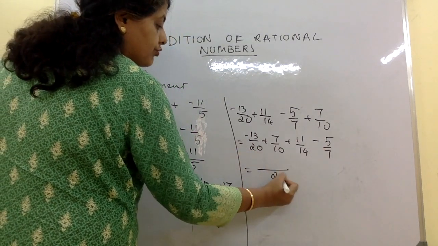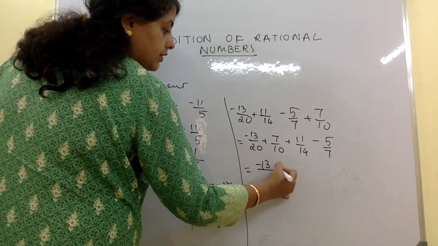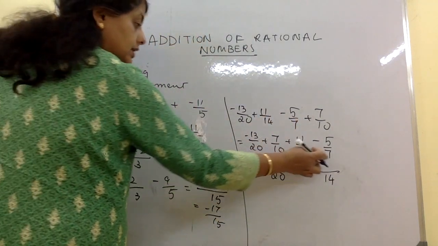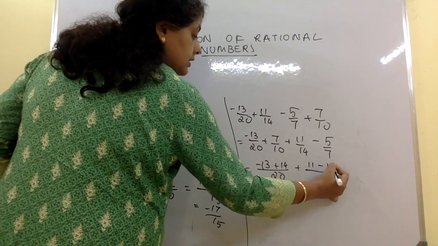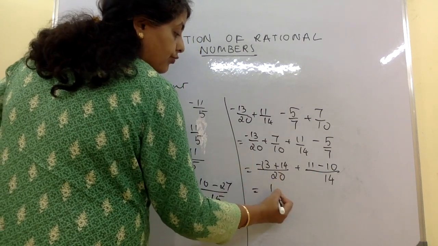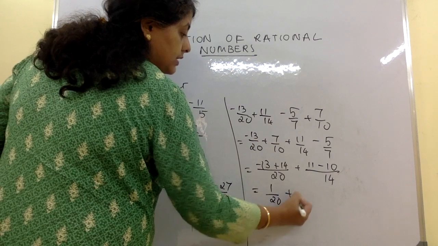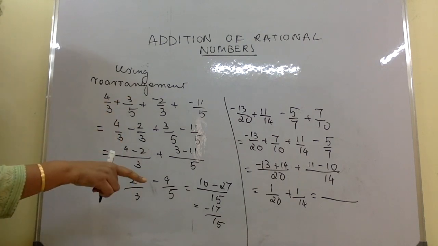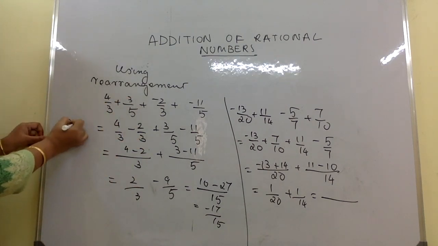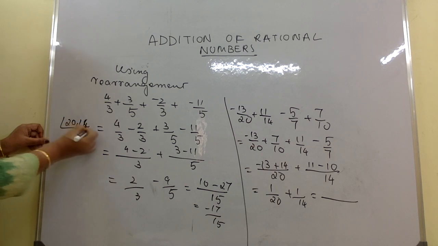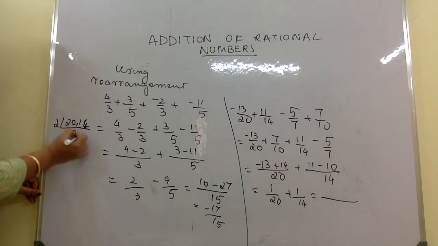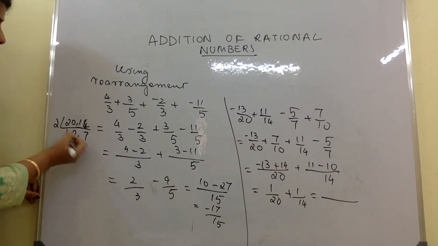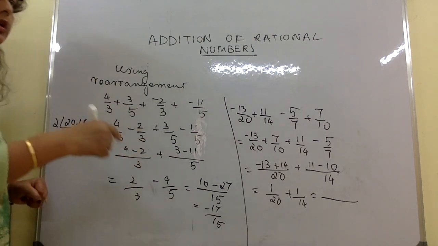LCM of these two is 20. Minus 13 plus 14, and 14 is the LCM. So I don't waste time in finding the LCM of these numbers. 11 minus 10. Now go for this addition. 1 by 20 plus 1 by 14. Then go for an LCM. Okay. LCM of 14 and 20, how much? 20 comma 14, how much is the LCM? So 2, 10, never do an LCM with a composite number. Okay, and this is 7. Now I can't proceed. 20 into 7, that is 140.